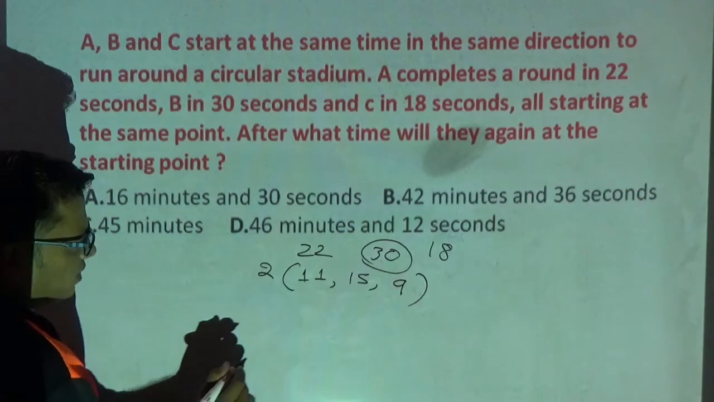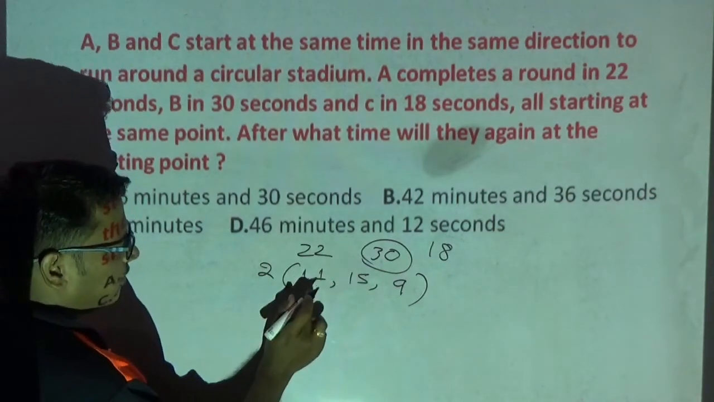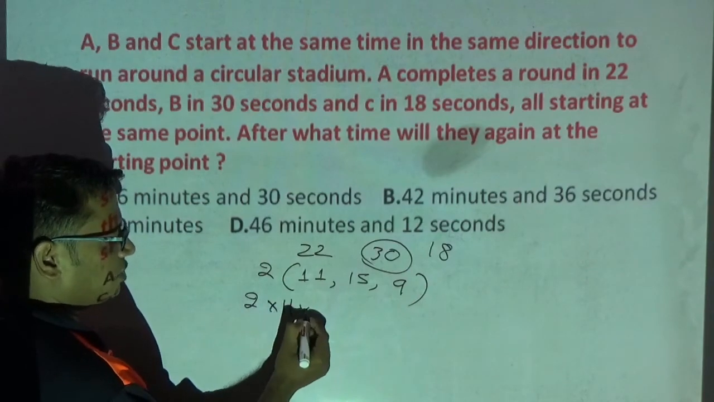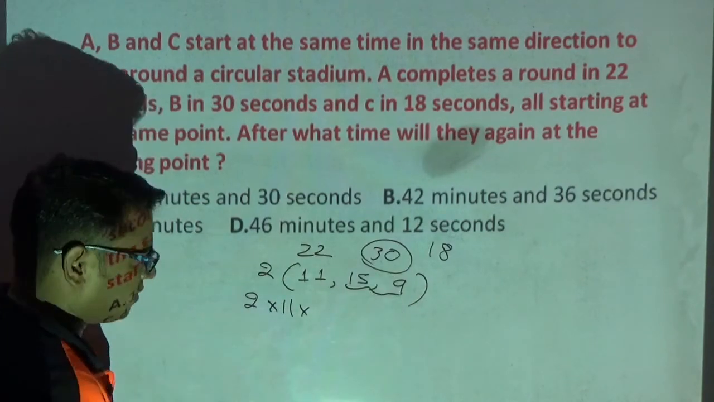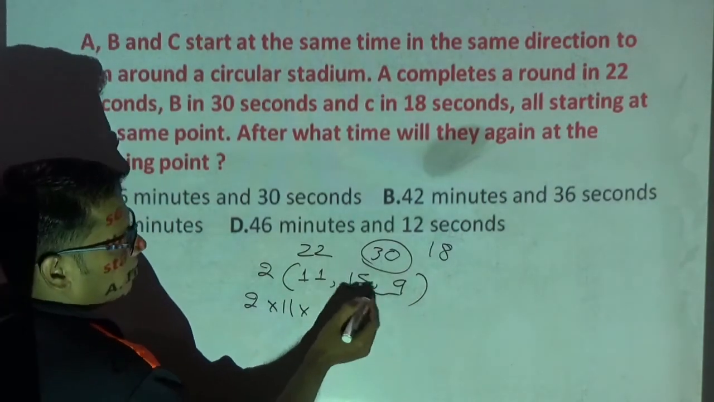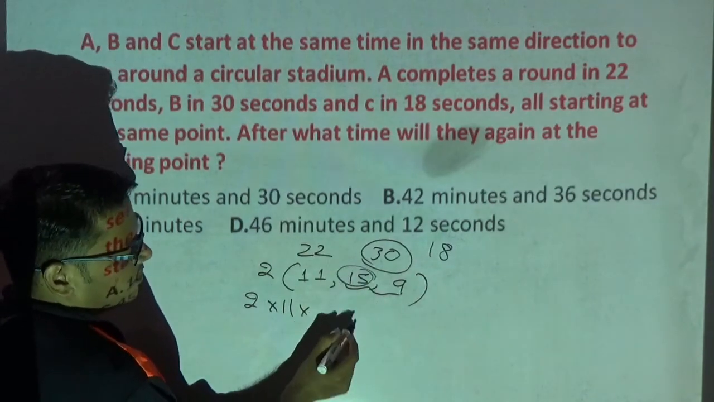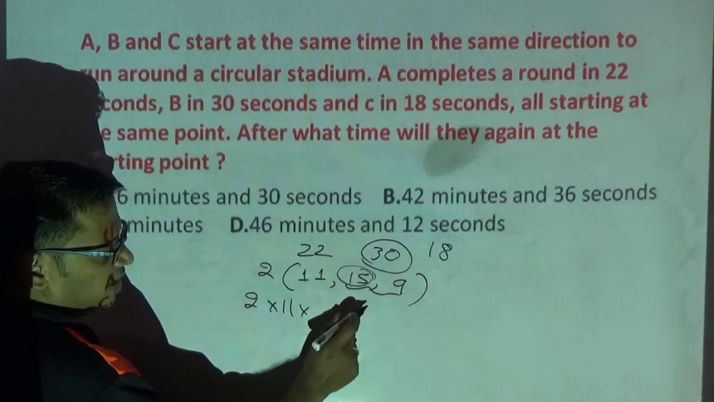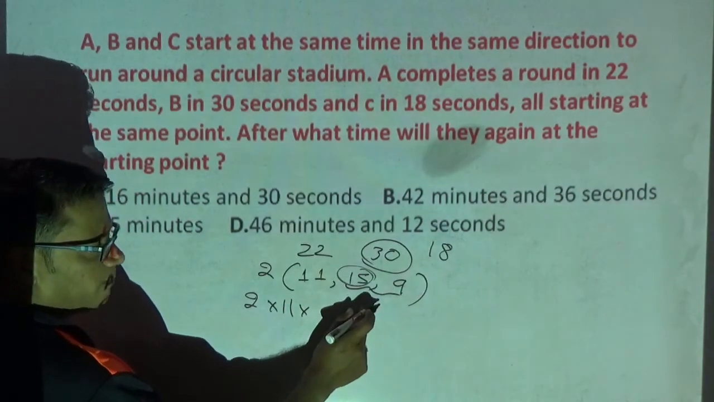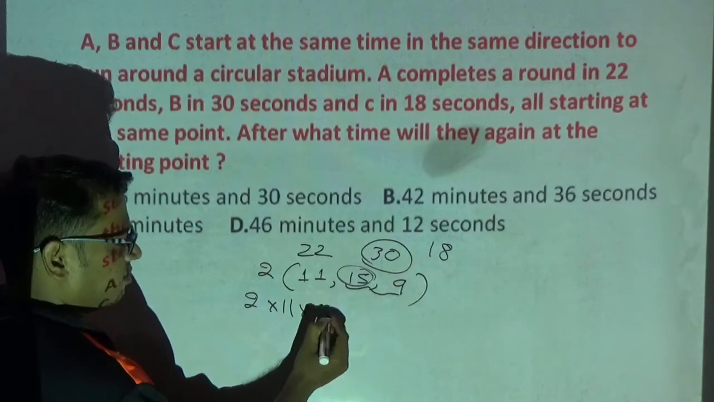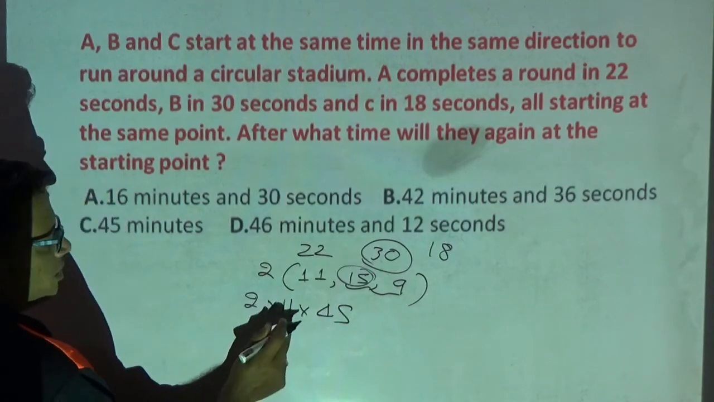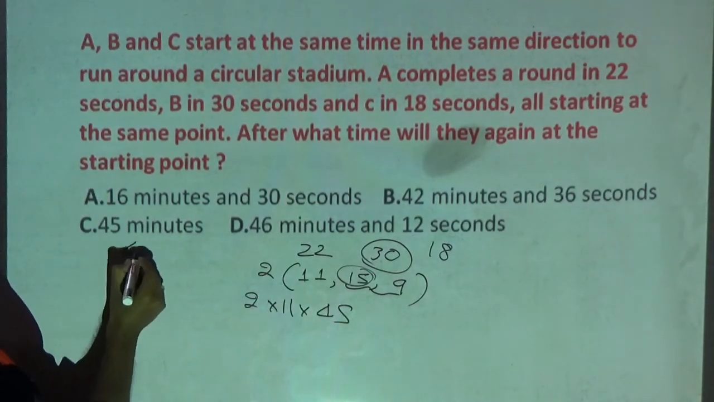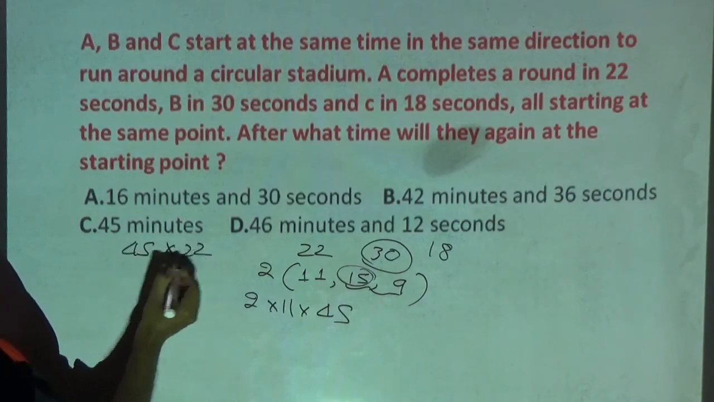Now I need to find the LCM for this. Here 11 is a prime number, therefore 2 into 11 into the LCM of 15 and 9. Which is the bigger number among these two? 15. Which multiple of 15 is exactly divisible by 9? 45. 15 threes are 45 and 9 fives are 45. So 45 is here. Now the LCM is 22 into 45. 11 into 2 is 22. 45 into 22 is your LCM.